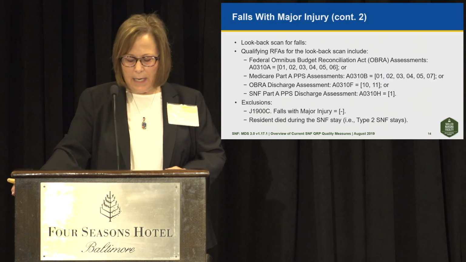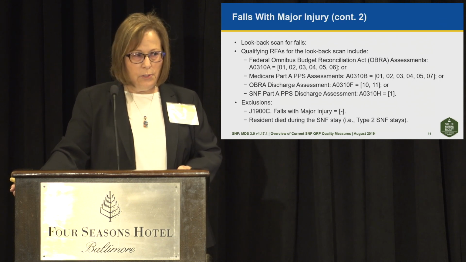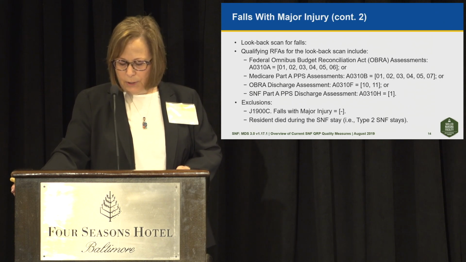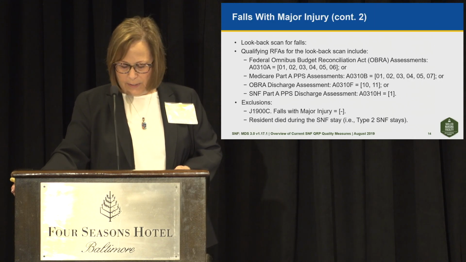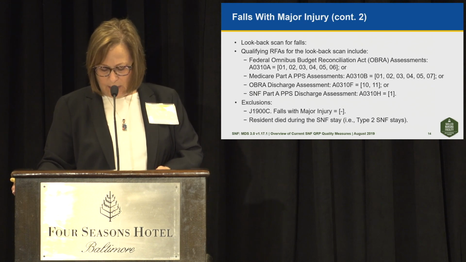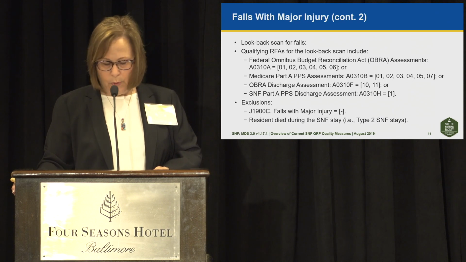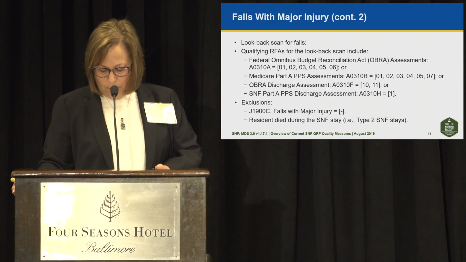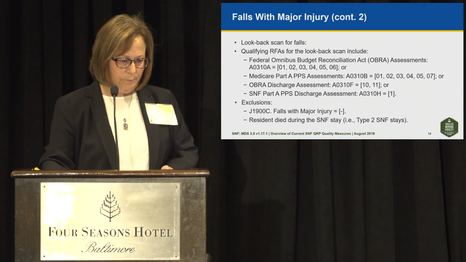So to get a little bit more technical, this information comes from MDS item J1900C, falls with major injury coded 1 for one fall, or 2 or more falls with major injury since admission, entry, re-entry, or prior assessment. The falls measure is unique in that it includes OBRA assessments in the look-back scan. A0310A equal 1, 2, 3, 4, 5, 6, any OBRA discharge assessment, any or all PPS assessments, including any PPS discharge assessments.